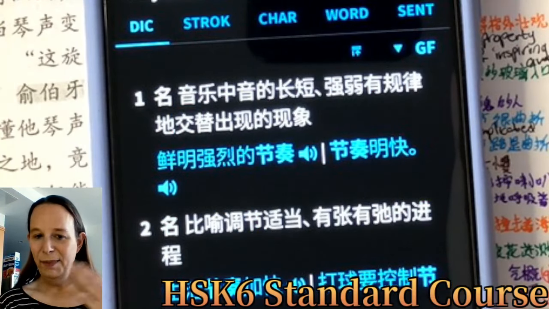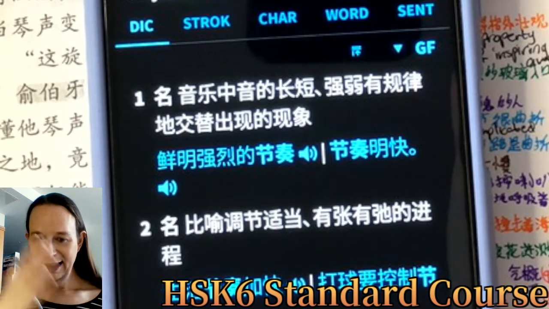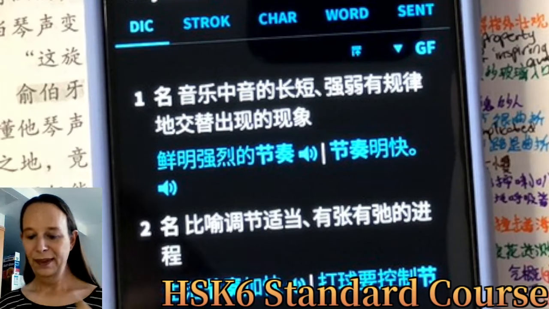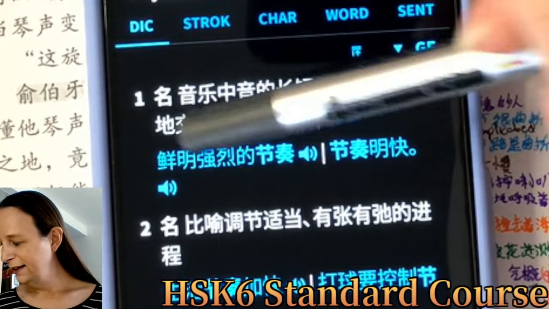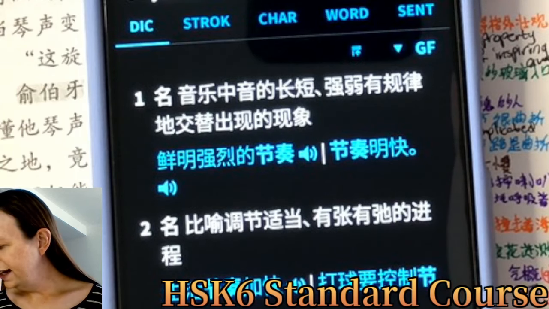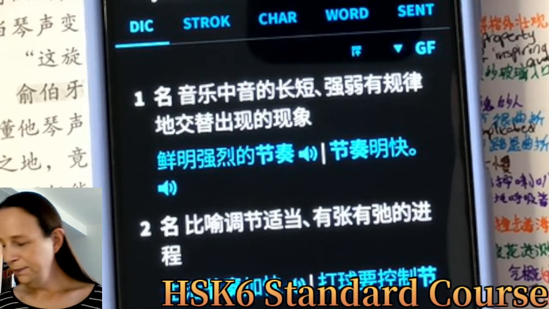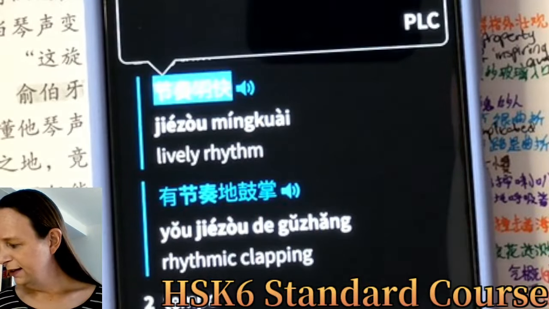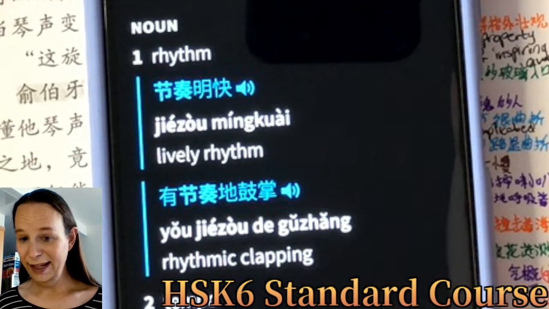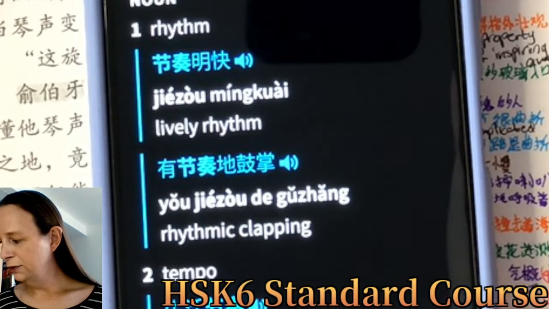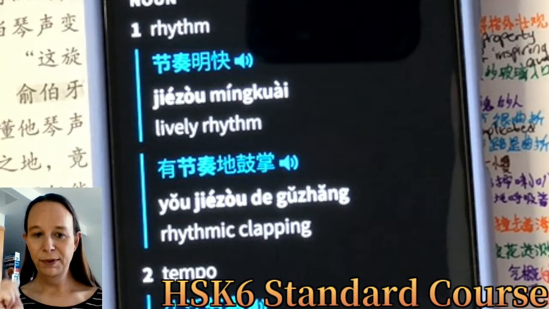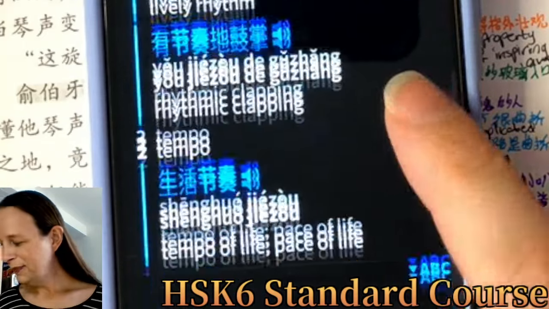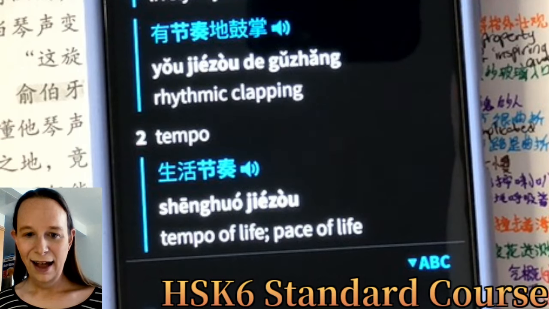So this is the kind of repetitive boom, boom, boom. Like, what's the word? Equally spaced beats. 鲜明强烈的节奏明快. Alright, so 节奏明快, lively rhythm. So this is describing music. 有节奏的鼓掌, rhythmic clapping. Most of the time I encounter this.